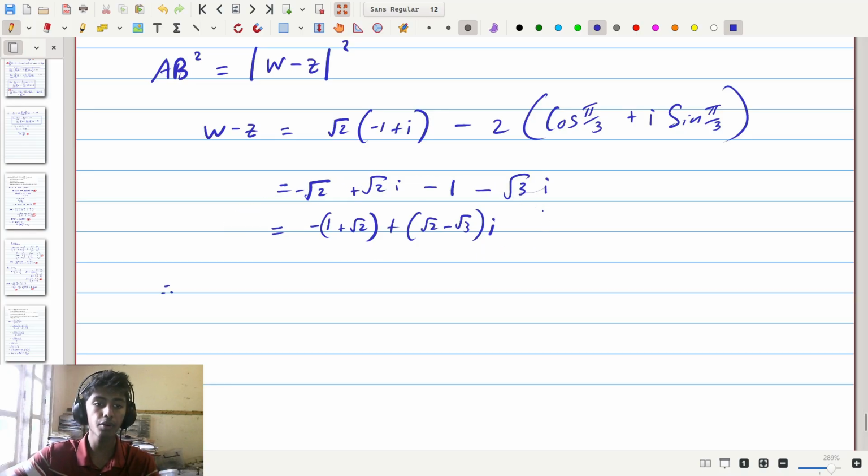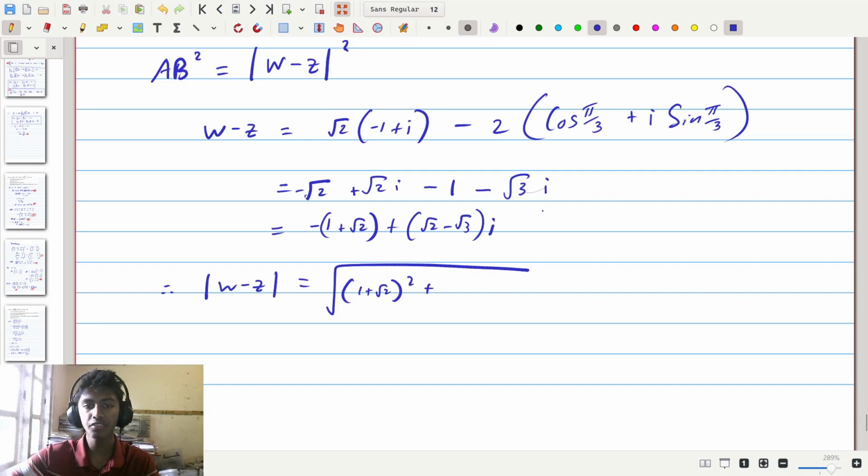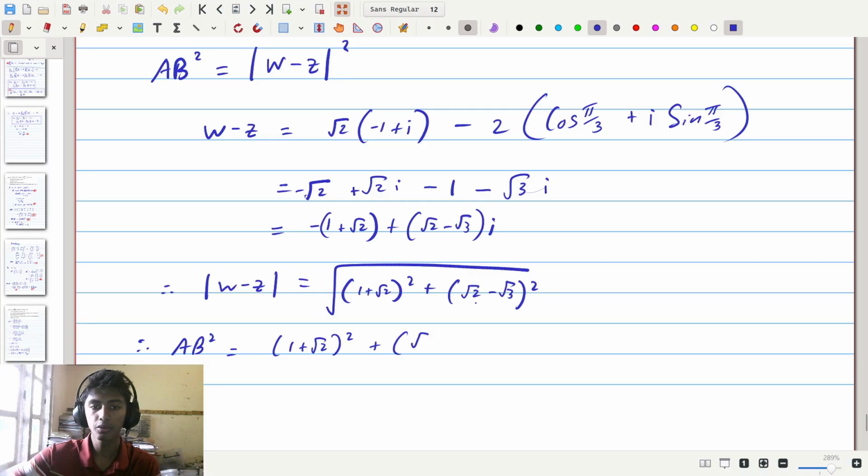So therefore, if we consider the modulus of w minus z, it's going to be the real part squared, square rooted, which is going to be the square root of 1 plus root 2 squared, plus the second part, which is going to be this thing squared. So we have root 2 minus root 3 squared. So therefore, if we consider AB squared, it is going to be equal to 1 plus square root of 2 squared plus root 2 minus root 3 squared.